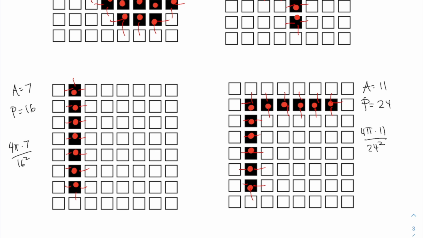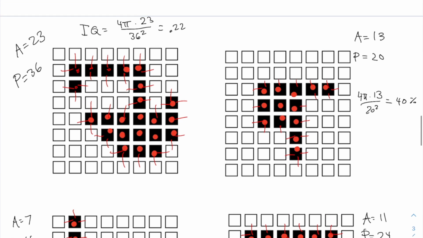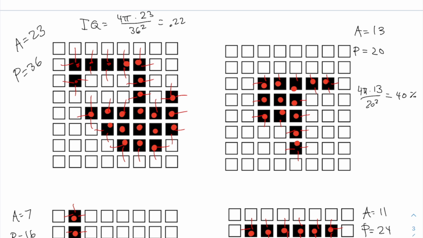Can we chat about these? I think once you get the hang of it, there's not much to it. You just got to be sure to do it right. So the first one here, the upper right corner, I got 13 for the area and then 20 for the perimeter. That is, you're counting the distance around the edge of these shapes.